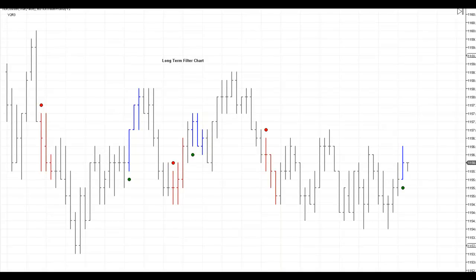I want to talk about the trades we had today, but I also want to talk about the long-term filter that we use. You'll hear me mention it in a lot of my videos, but you never really see it. I have it up here in front of me, and it's just a normal chart. I use open, high, low, close charts. I don't use candles. You can use candles if you like.